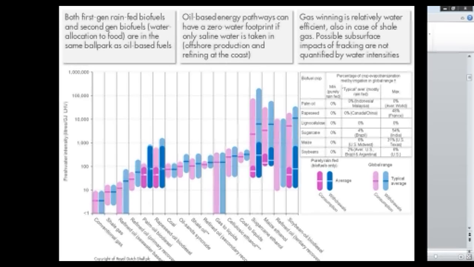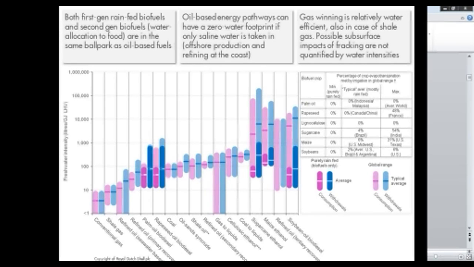So we looked at the consumption and the withdrawal intensities. Consumption is the red bars in the graph, and the blue represent withdrawal. So we've looked at withdrawal and consumption intensities, and that's important to realize, the y-axis is a logarithmic scale. On the right parts of the graph, you see sugarcane, maize ethanol, soybean, but also another one.